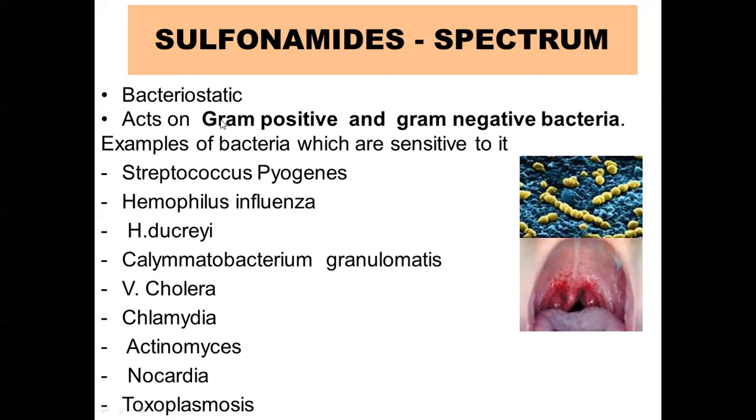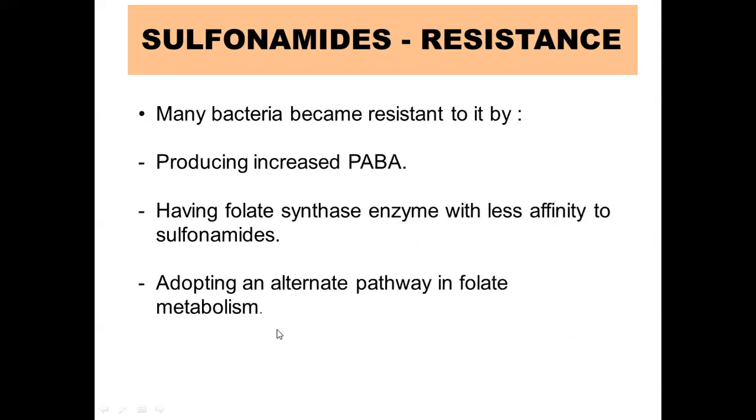Examples of bacteria which are sensitive to sulfonamides are some gram-positive ones like Streptococcus pyogenes. Then you have a number of gram-negative ones like Haemophilus influenzae, Haemophilus ducreyi, then Calymmatobacterium granulomatis, Vibrio cholerae, Chlamydia, Actinomyces, Nocardia, Toxoplasma, and so on. So when we write the uses of sulfonamides, you will be seeing the diseases or infections which are caused by these organisms.